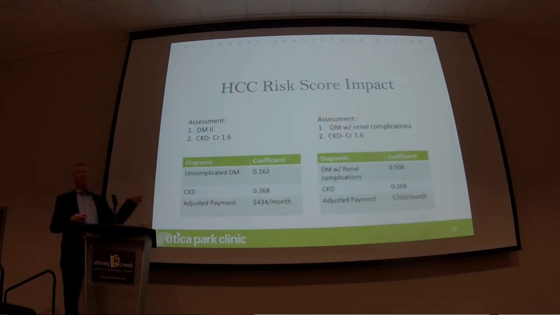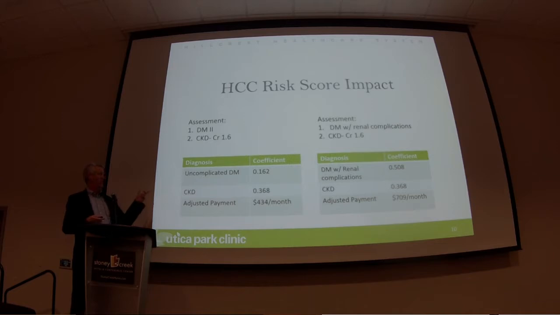And here's a good example of this. This is basically how the health plans get paid, and this is just a real general example. But you can see that for someone who has uncomplicated diabetes and has chronic kidney disease, and we code those two, they get paid $434 a month.